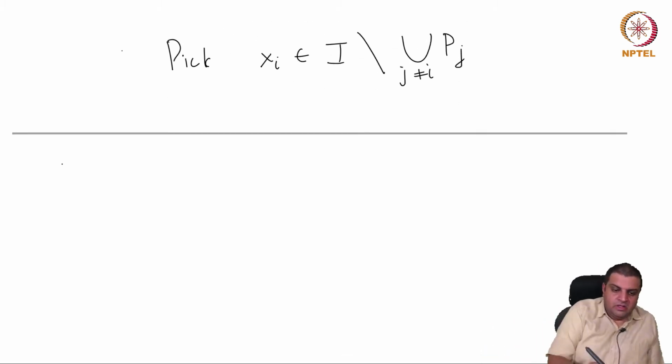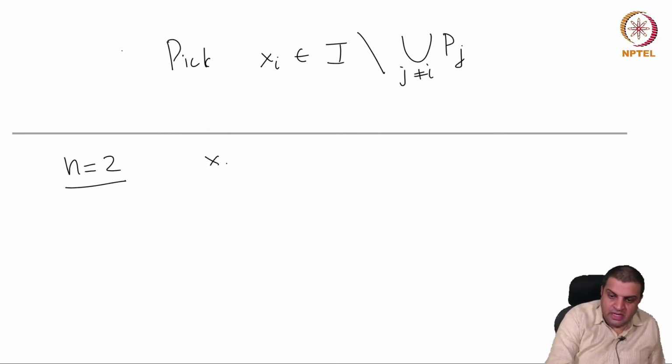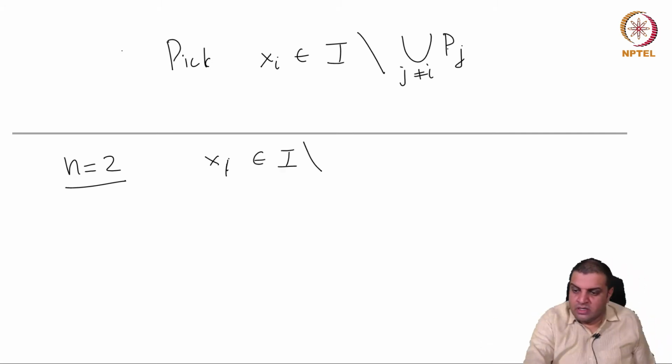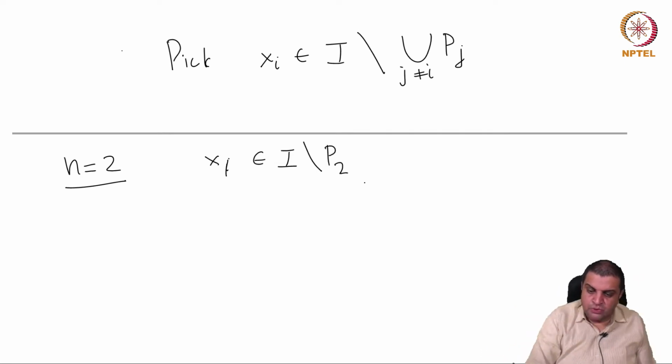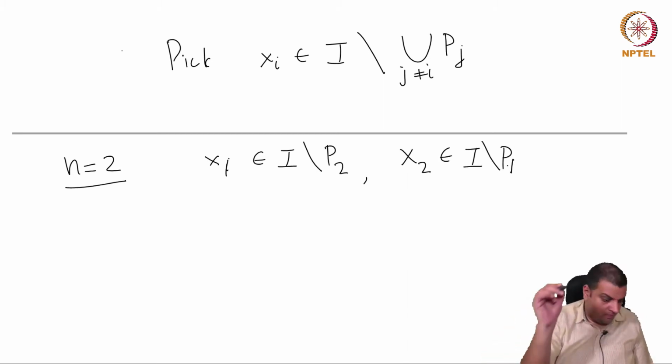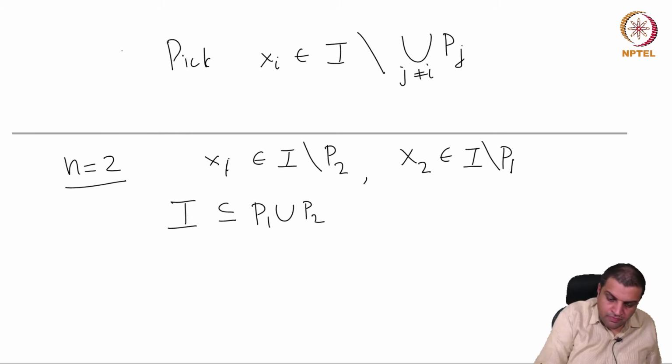Okay. Now what does it mean when n is 2? So x1 is inside I, but not in the union of the things that are different from 1. So it is in I but not in P2. x2 is inside I but not in P1. I is contained inside P1 union P2.